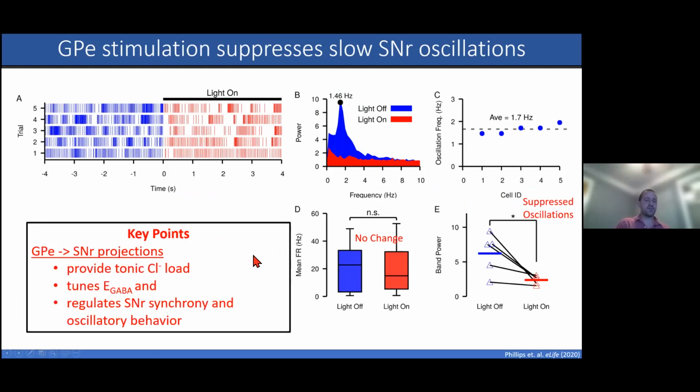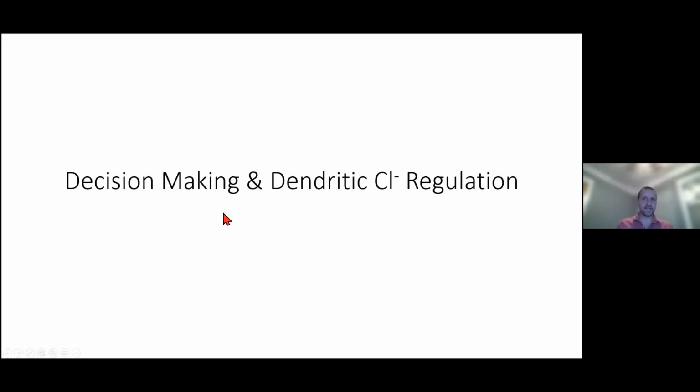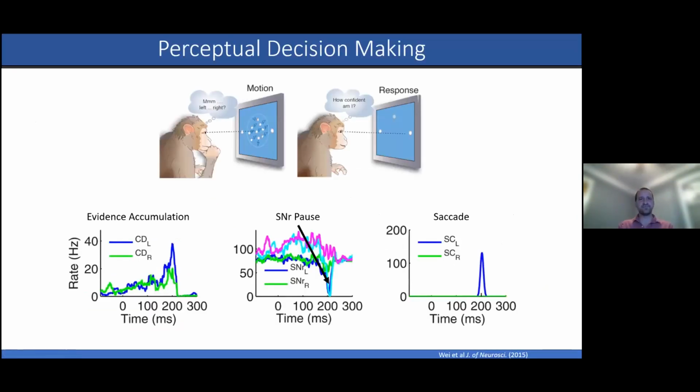All right, so key points to summarize this. The main idea is that the GPE to SNR projections provide a tonic chloride load that tunes SNR E-GABA, and through local collaterals within the SNR, this E-GABA can regulate the local synchrony and the emergence of these slow oscillations. All right, so finally, the last thing is decision making and dendritic chloride regulation.